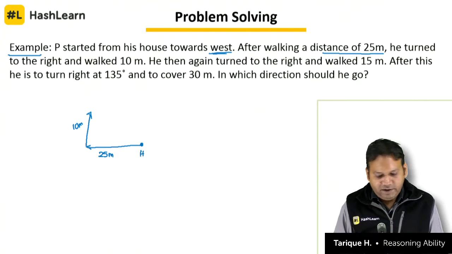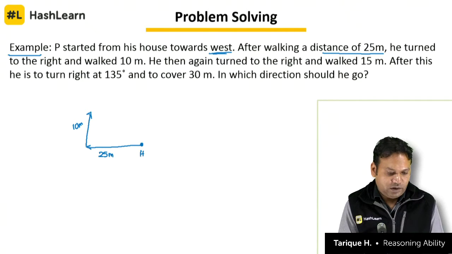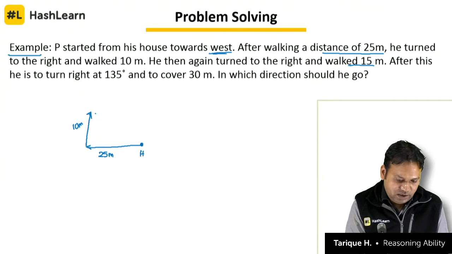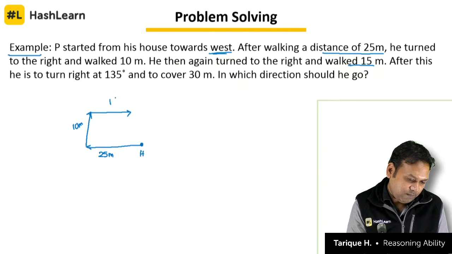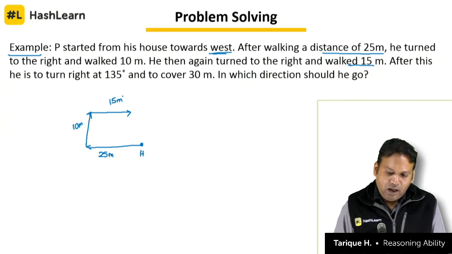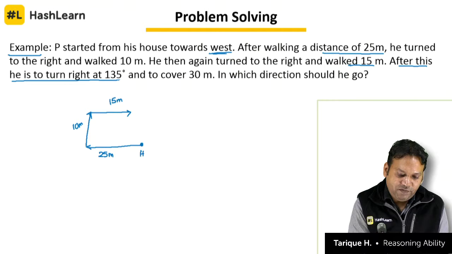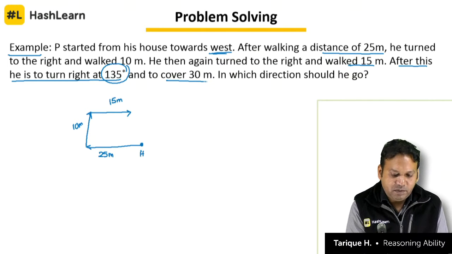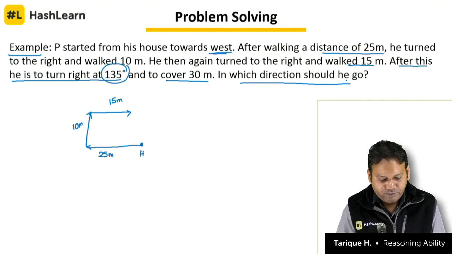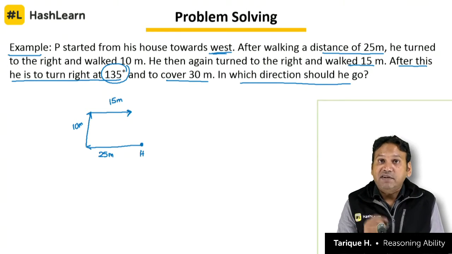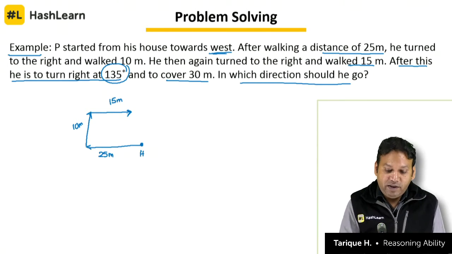Clear? When he turns right, he is going towards the north. He then again turned right and walked 15 meters. So he turns right now and walks 15 meters. After this he is to turn right at 135 degrees and cover 30 meters. In which direction should he go? Right now he is here, and after this he has to turn right 135 degrees.